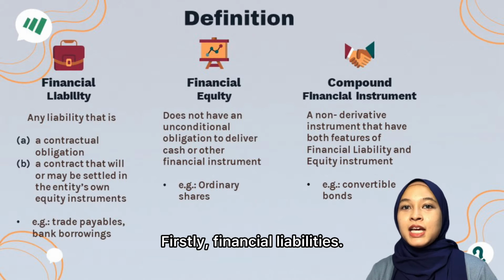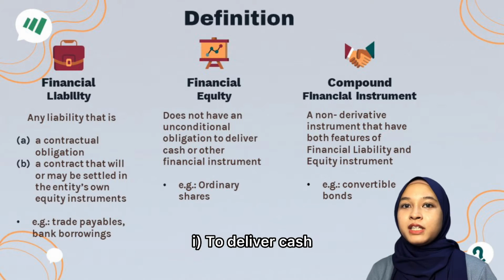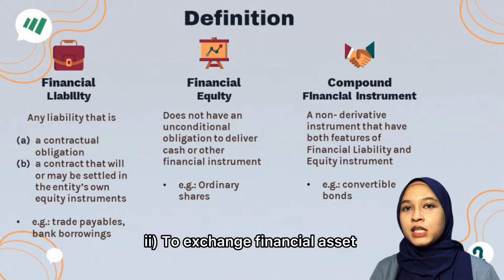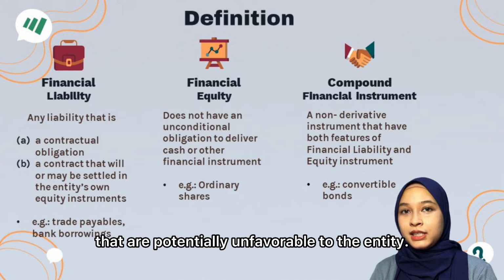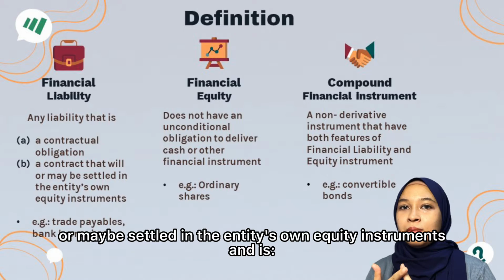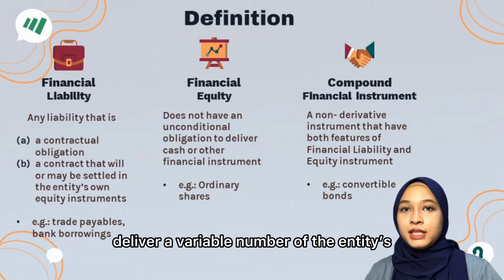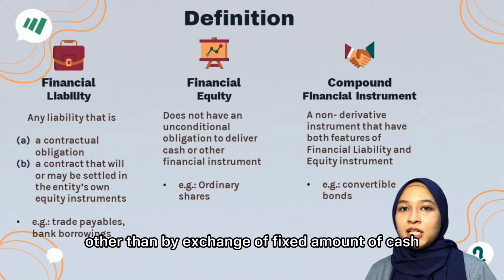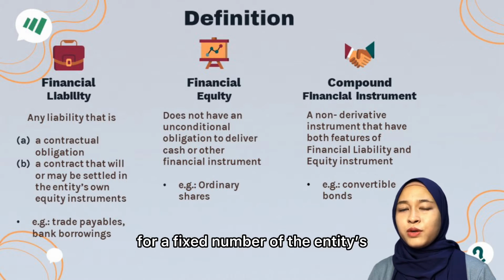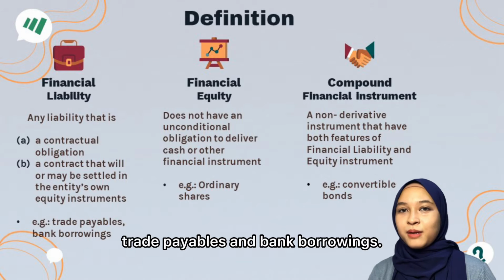Firstly, financial liabilities. According to IAS 32, financial liability is any liability that is a contractual obligation which is to deliver cash or another financial asset to another entity or to exchange financial assets or financial liability with another entity under conditions that are potentially unfavorable to the entity, or a contract that will or may be settled in the entity's own equity instruments and is a non-derivative for which the entity is or may be obliged to deliver a variable number of the entity's own equity instrument, or a derivative that will or may be settled other than by exchange of fixed amount of cash or another financial assets for a fixed number of the entity's own equity instruments. The common examples are trade payables and bank borrowings.